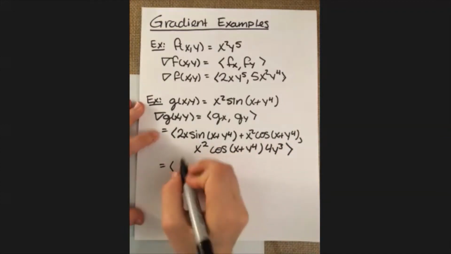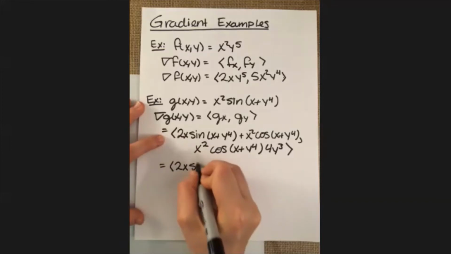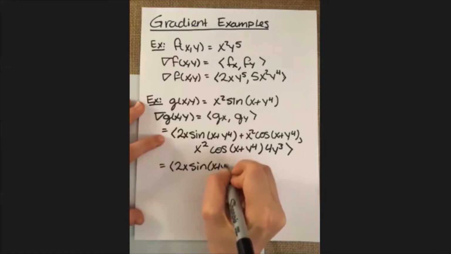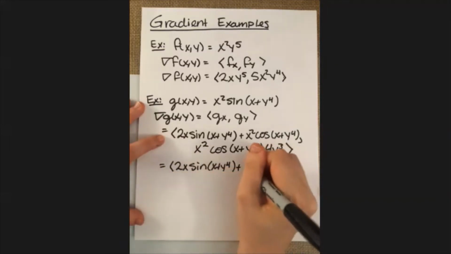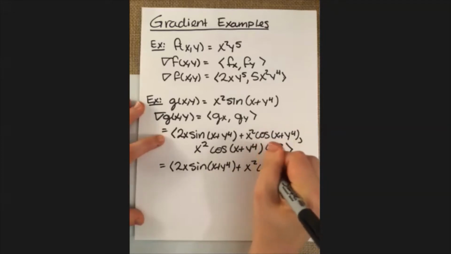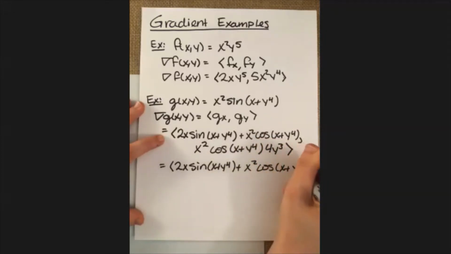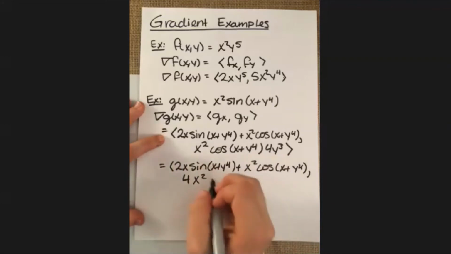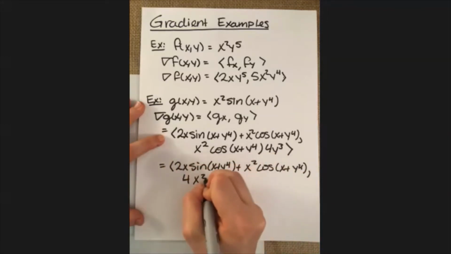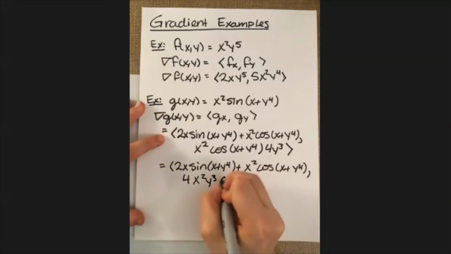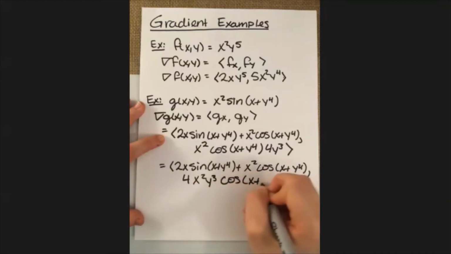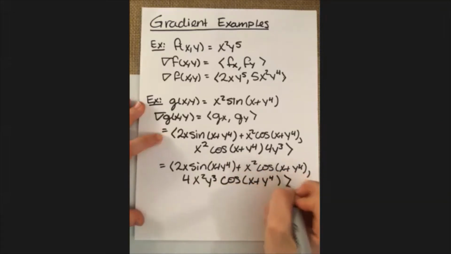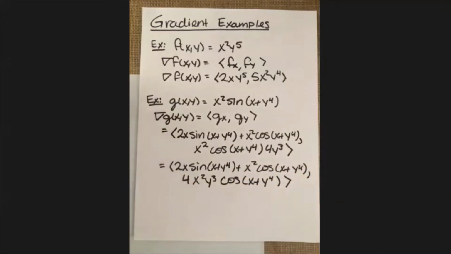So I can write this out: 2x sine of x plus y to the 4th plus x squared cosine of x plus y to the 4th. And then my second component on the second line is going to be x squared, and I'm going to put the 4 out here because convention says that you would typically pull the 4 out to the front: 4y cubed cosine of x plus y to the 4th. And that's pretty much all there is to that.